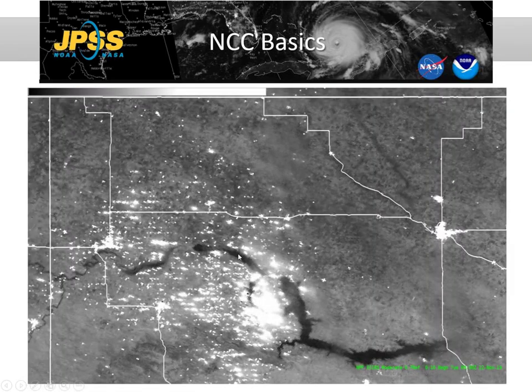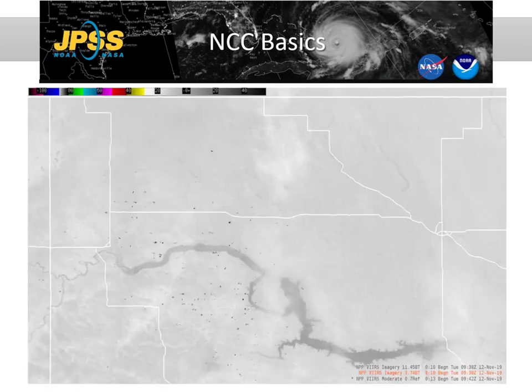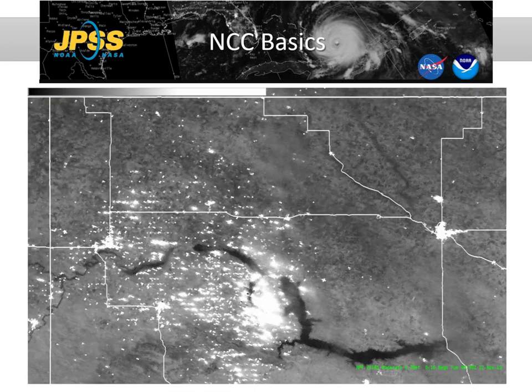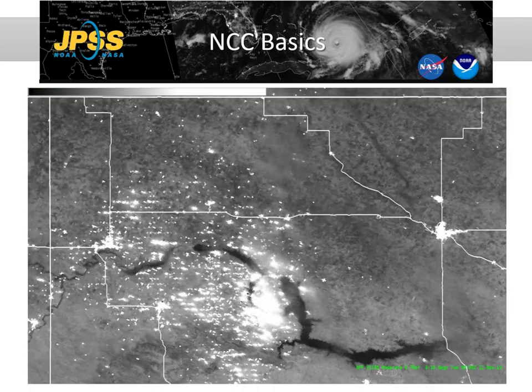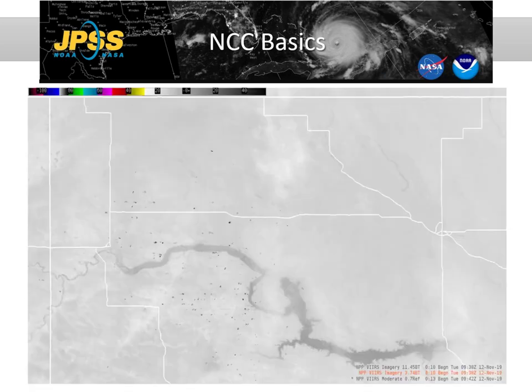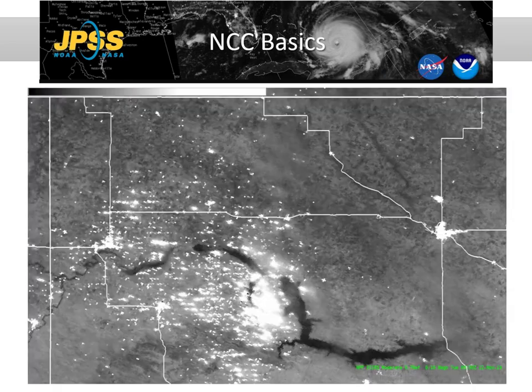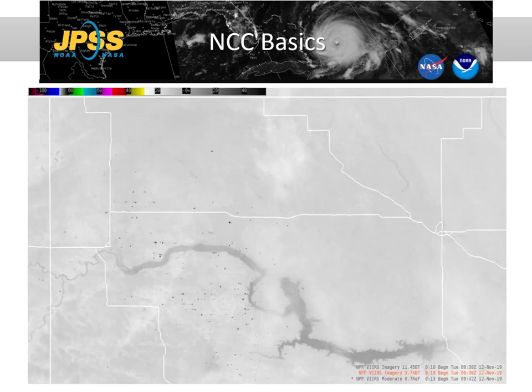Now, some of the other key basics with the near constant contrast, some additional things that you can utilize the product for. First off, we have an animation over western North Dakota, and in this animation, you see the near constant contrast overlaid by the VIIRS infrared imagery. What you're seeing in the near constant contrast here is an array of emitted lights, whether it be from cities or towns, or emitted lights produced from gas flares.